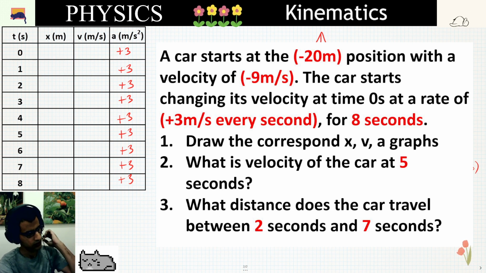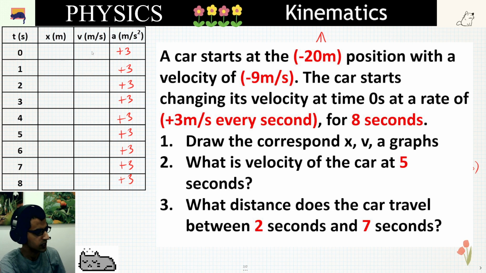Next, we're going to move on to velocity. We have the initial velocity at 0 seconds, which is negative 9 meters per second. I'm going to put that here. Now we can do an equation and solve for the final velocity at each moment in time, where Vf is equal to Vi plus a t. But it's easy enough, because the acceleration is constant, to just add the acceleration value to the velocity.